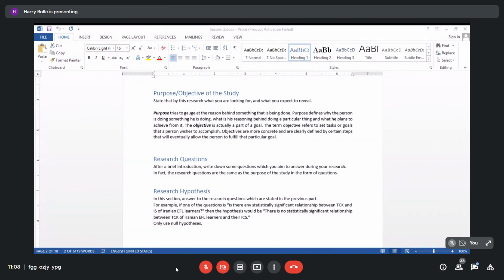Tama po ba? So that's the difference between the two. So the problem is, what is the specific problems that you want to answer, and then your goal is what are the things that you would like to accomplish after finishing your research. Are we good? Are we good, guys? Yes po, sir. Okay, so let's move on to the next part.